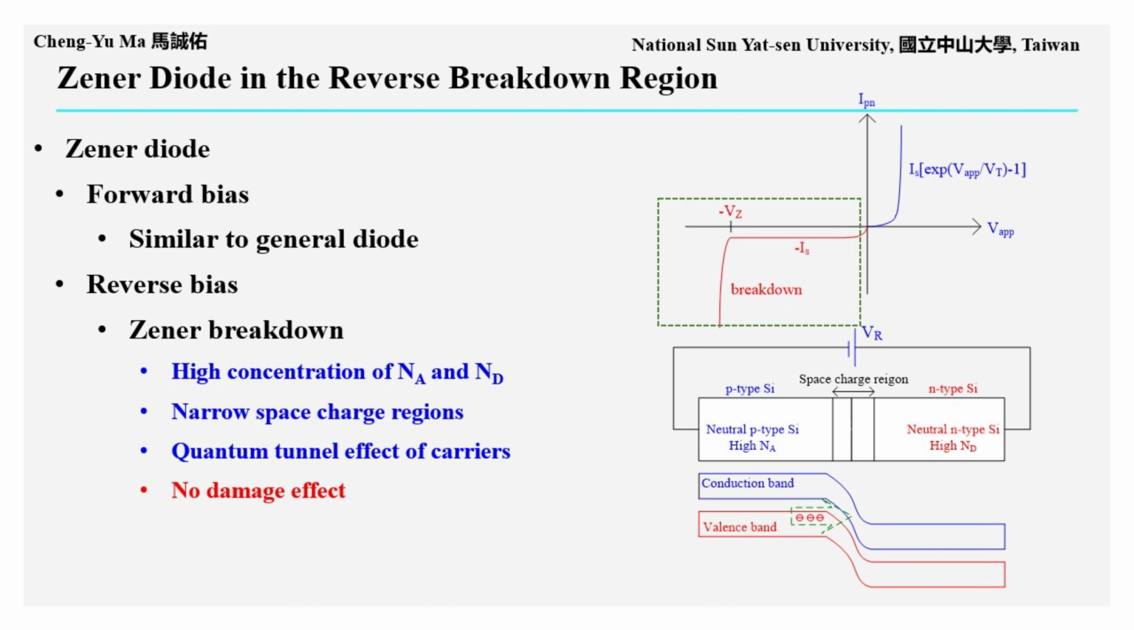As discussed earlier, Zener breakdown occurs when the p-type and n-type doping concentrations are both high. This makes the space charge region very narrow, allowing carriers to conduct through quantum tunneling. Because this tunneling current does not come from structural damage in the device, the behavior is reversible and repeatable. This is different from avalanche breakdown, which is usually irreversible.